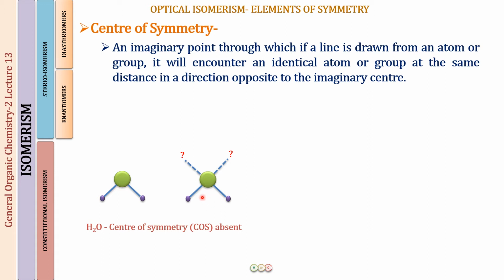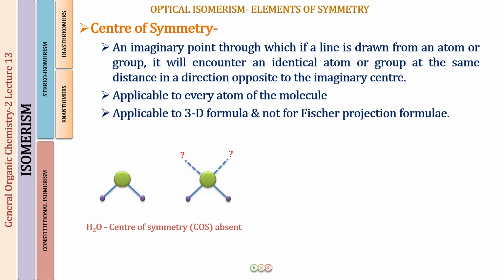So anywhere in this molecule, if I find a point from where I can encounter identical atoms or groups in the opposite direction, I will call that the center of symmetry. So this molecule does not have a center of symmetry. Now this should be applicable to every atom of the molecule. Whichever point you choose as the center of symmetry, from that point you should be able to encounter an atom or group of atoms the same way, at equal distance in the opposite direction.